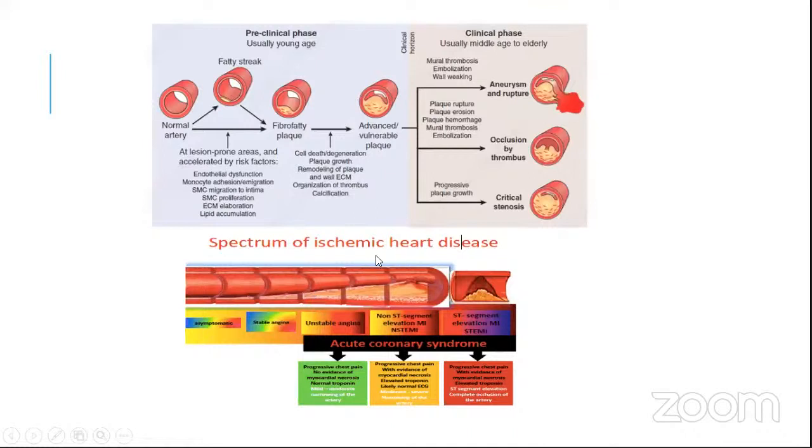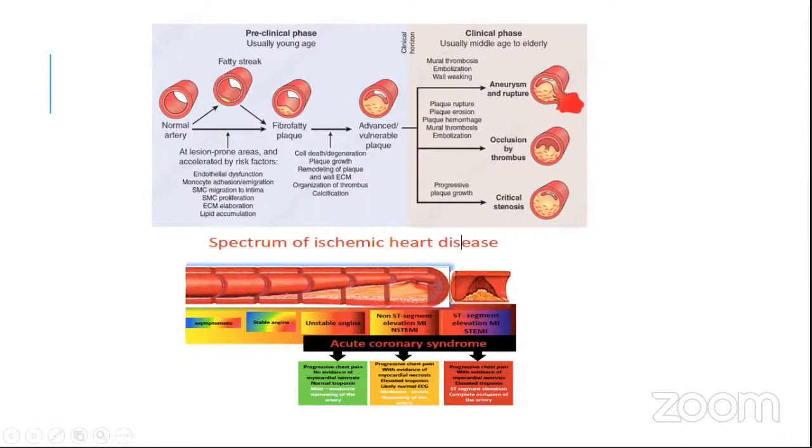So this is a spectrum of ischemic heart disease. Usually, when the narrowing is mild and the cross-sectional luminal area of the coronary is greater than 75%, it's usually an asymptomatic state or chronic angina. In case of acute coronary syndrome and unstable angina, there is progressive mild to moderate narrowing of the artery. Also, mainly chest pain, more than 30 minutes, can occur at rest, but there's no ECG change or troponin leak.